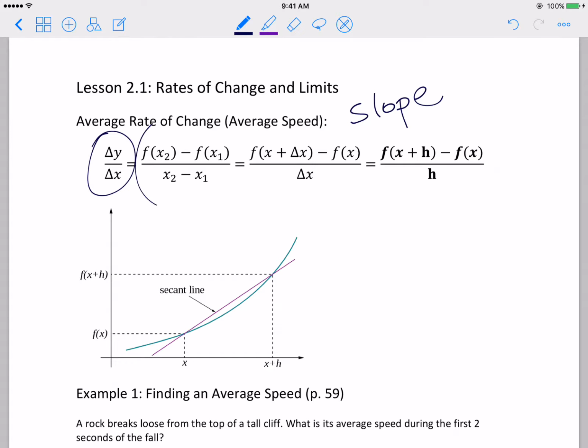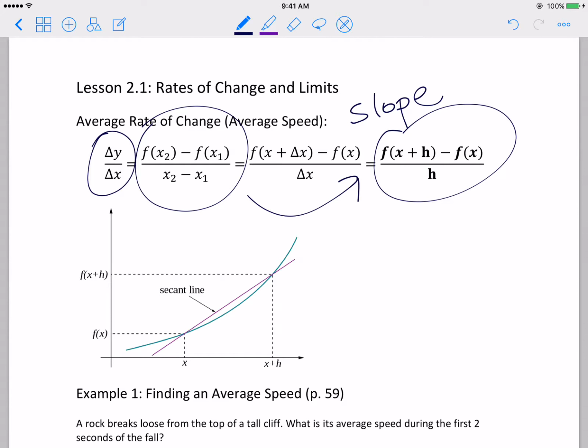So again, f of x sub 2 is just your y2, f of x sub 1 is y1, over x2 minus x1. You could write this in this notation: f of x plus h minus f of x, all over h. Some people call this the difference quotient formula. It's basically your slope formula written in a different notation.